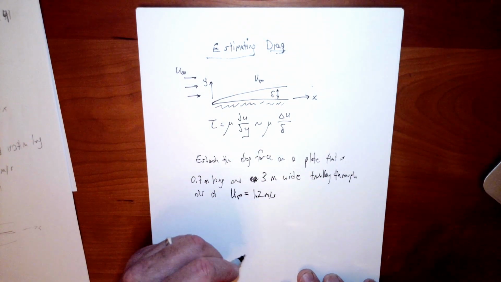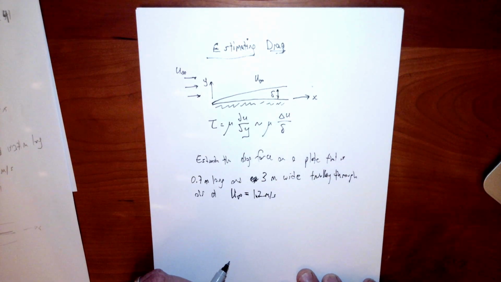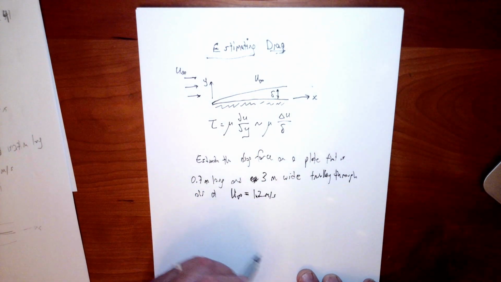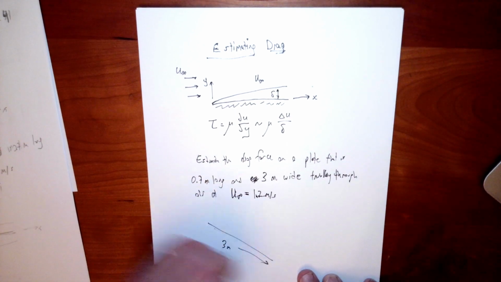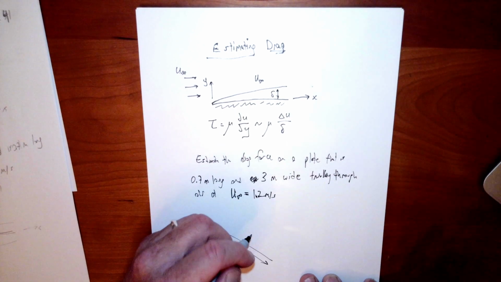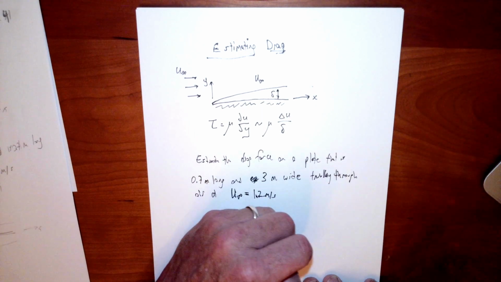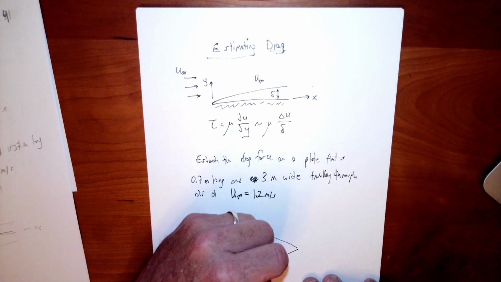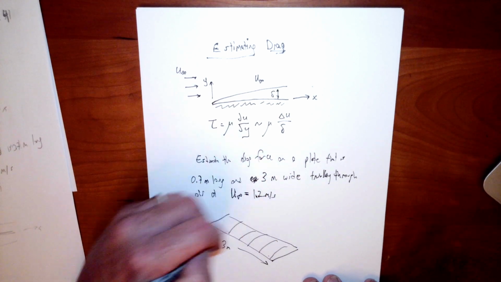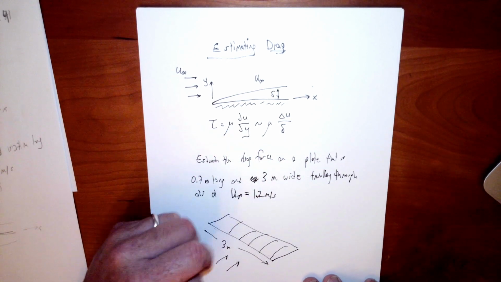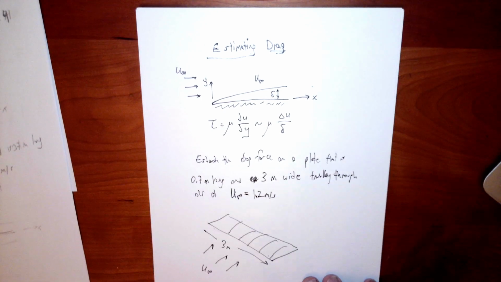So we've got a wing. Sorry, it's got a width of 3 meters. You think of it as a blade or whatever. And then it goes back like this, 0.7 meters. And the flow is traveling over it across the surface from this direction, u infinity, or it's traveling through that surface.